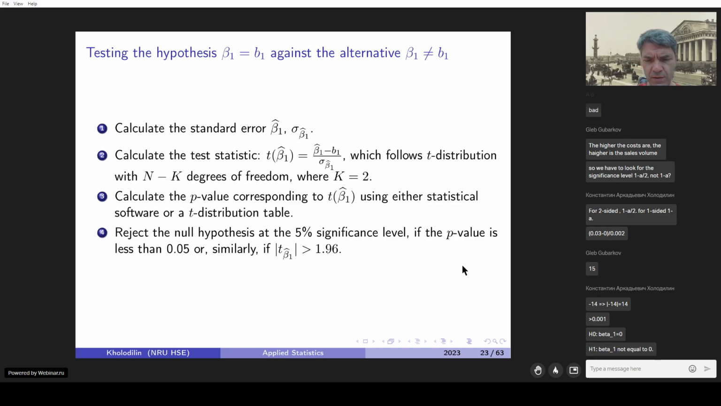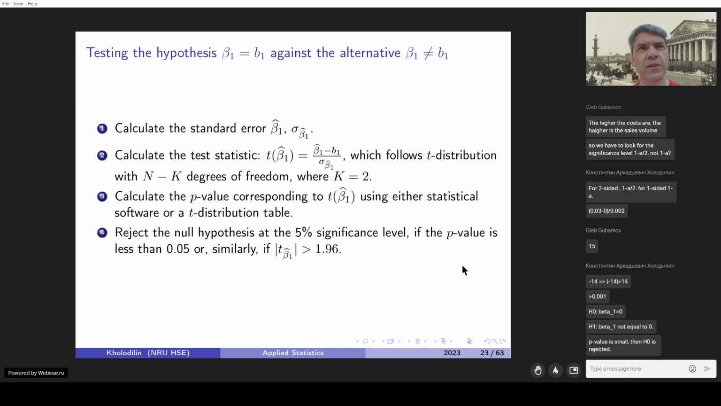And if p-value is small, then the null hypothesis is rejected. So whether p-value is small depends on how you set alpha. So you have to compare the p-value with alpha. If alpha is 0.05, then small p-value is everything which is smaller than 0.05. If your alpha is equal to 0.01, then small p is everything which is smaller than 0.01. And if p is small, then you reject the null hypothesis.